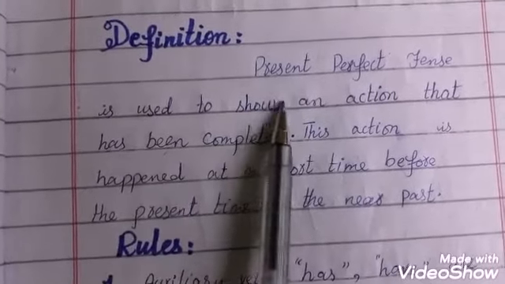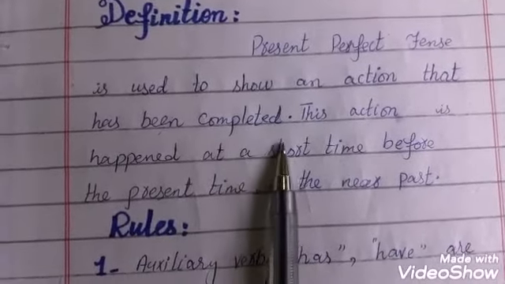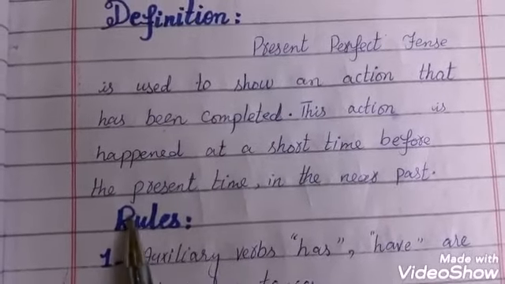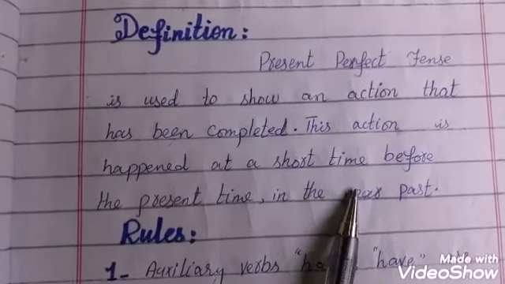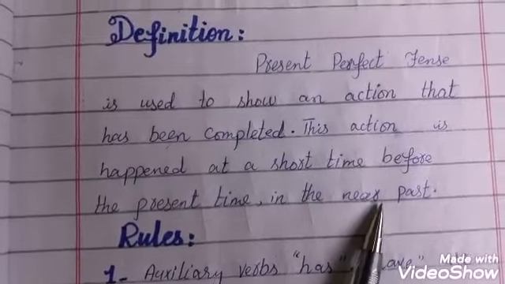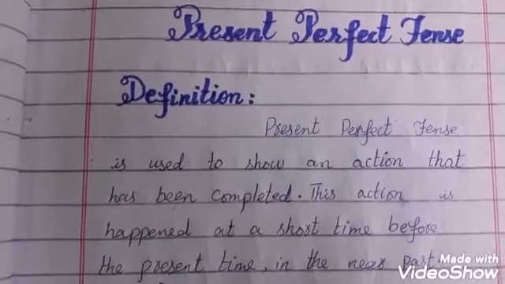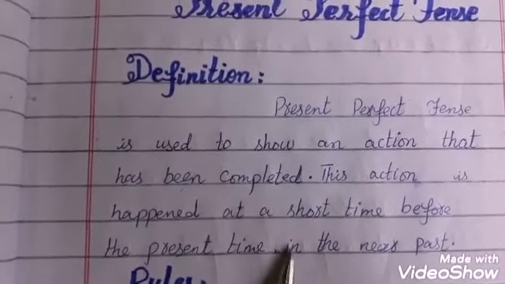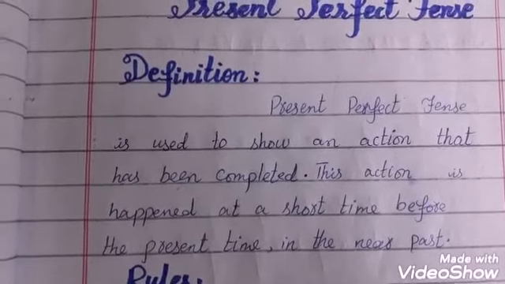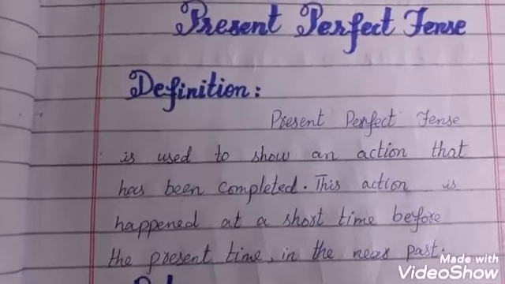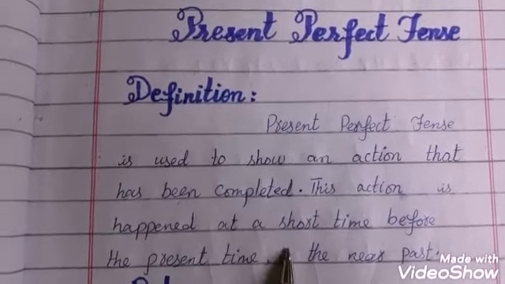Definition of this tense is: present perfect tense is used to show an action that has been completed. This action happened a short time before the present time, in the near past. So the action that has been completed is called present perfect tense. As the word perfect shows, it is a complete action. There is nothing required in that action now. It is complete in itself, so it is perfect tense.